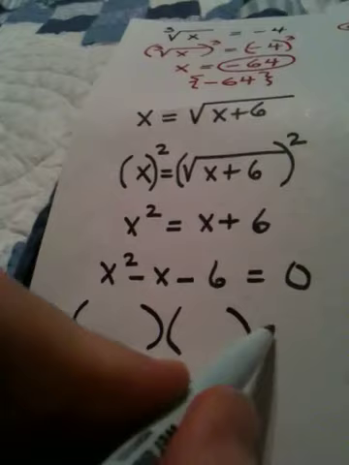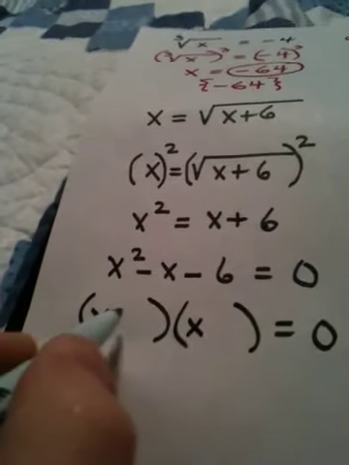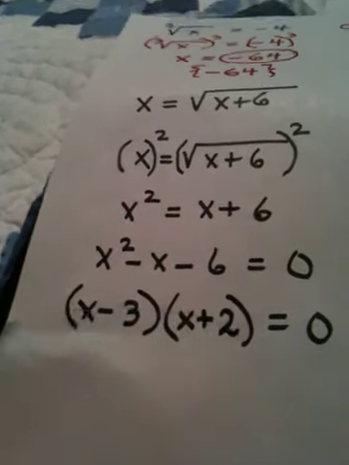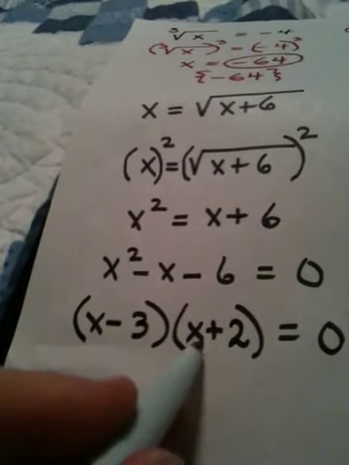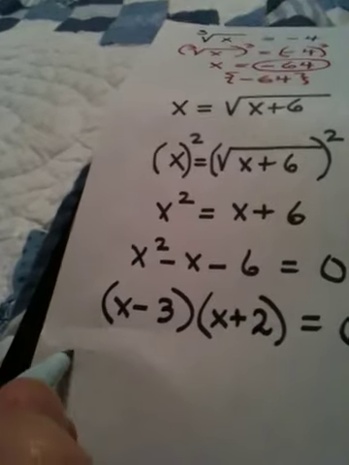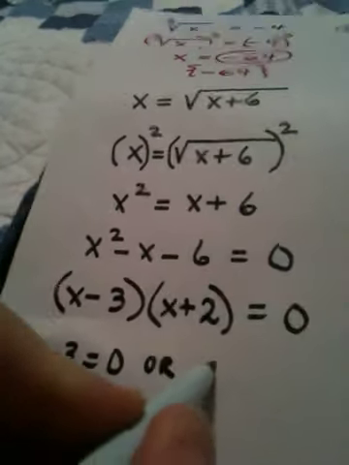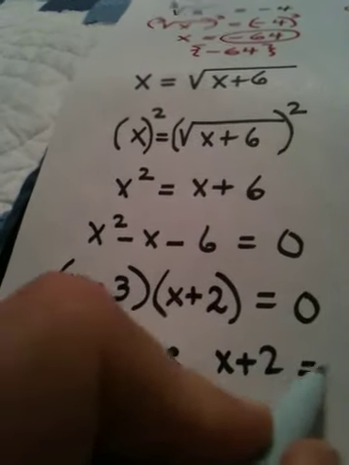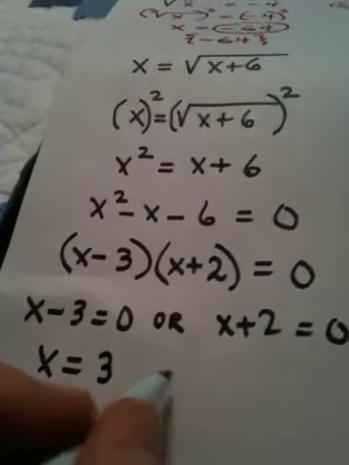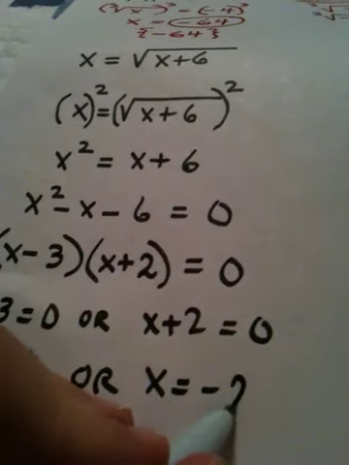This, of course, we're going to reverse using FOIL. And I believe the combination that will work here is a -3 and a +2. If you chin and grin it, you'll see we get the right middle term. So when I set my two factors equal to 0, I either get that x is a +3, or I get that x is a -2.